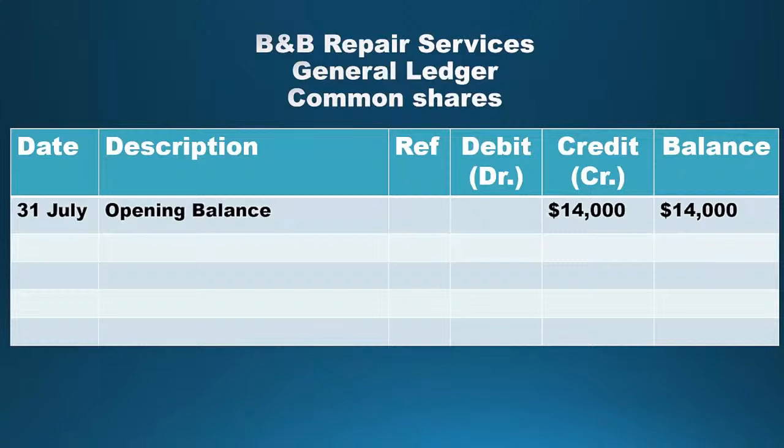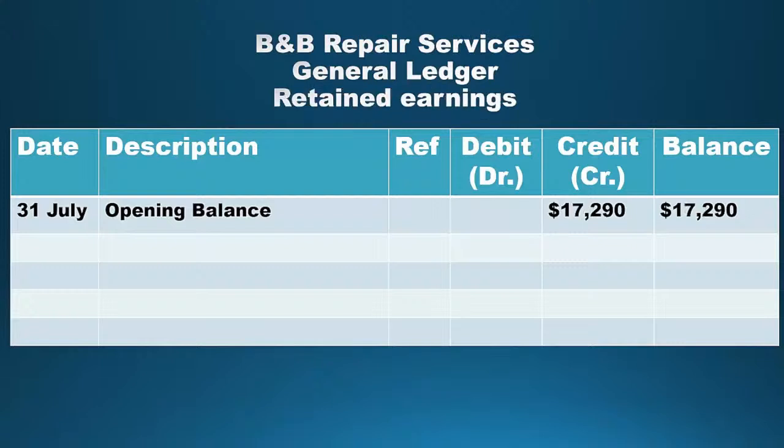11. Common shares. The common shares account represents the owner's initial investment in the business. On July 31st, the balance is $14,000. This is an equity account, so the opening balance is recorded on the credit side of the ledger.